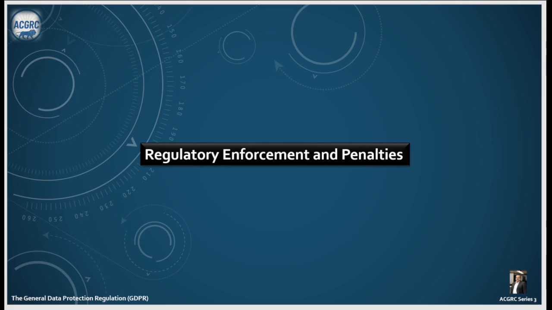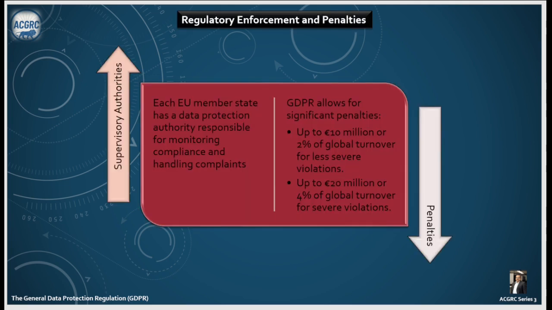Regulatory enforcement and penalties. Each EU member state has a data protection authority responsible for monitoring compliance and handling complaints. This is what supervisory authorities are. In simple language, supervisory authorities, or SAs, are the official privacy watchdog in each European Union country. Their job is to make sure organizations follow GDPR and protect personal data. Each EU country has one main authority, also called a Data Protection Authority or DPA, to enforce data protection rules.